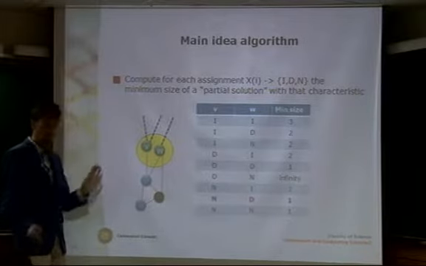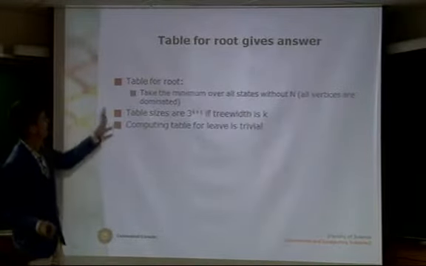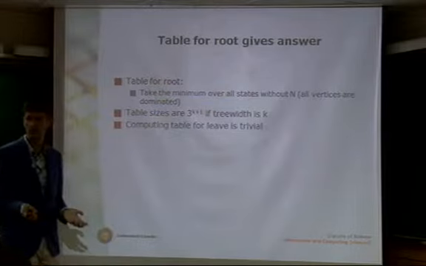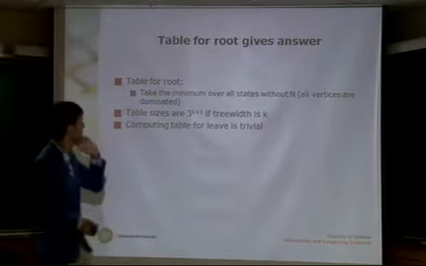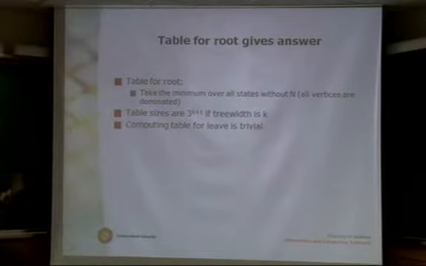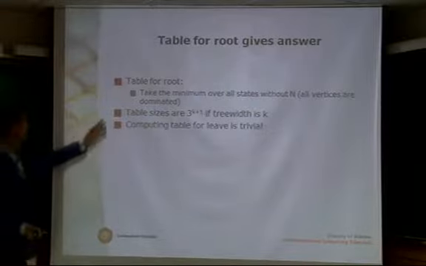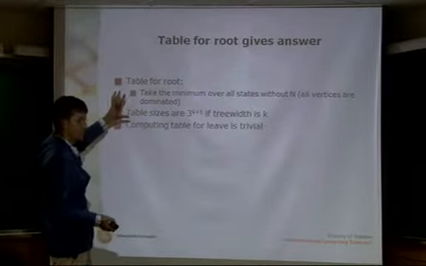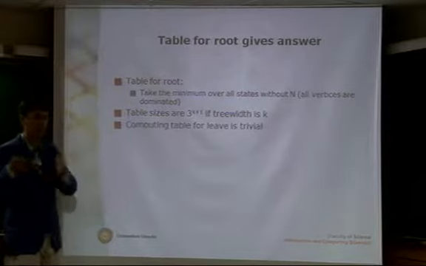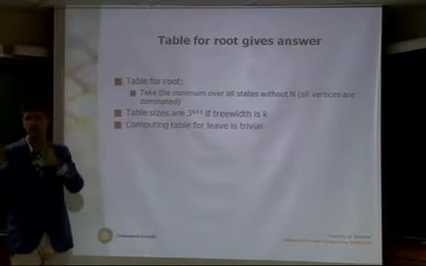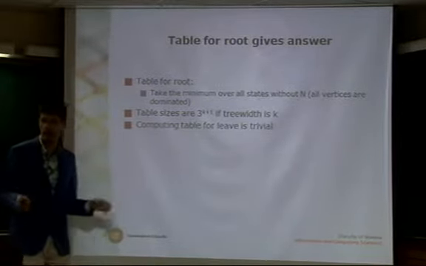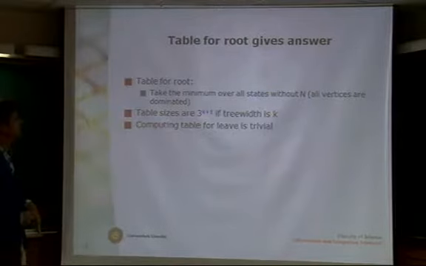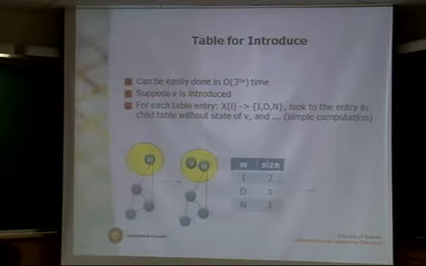Now, if I have the table for the root, I can just find the answer. Basically, I need to look at all the states which don't have a not-dominated vertex and take the minimum value there. And this is the root. Now, what I need to do is to show that for each of the 4 different types of nodes, I can compute a table if I have the table for the child. For a leaf, it's trivial. I won't go through that, but for each of the 3 other types, you can look at this.